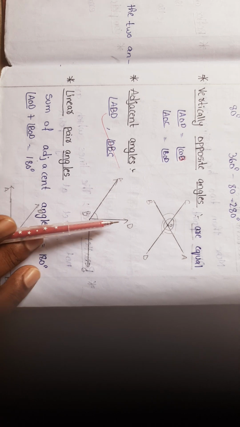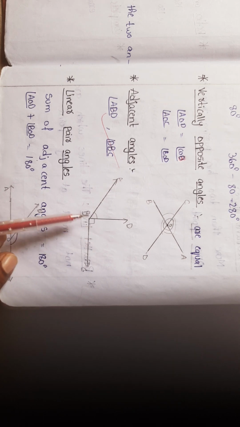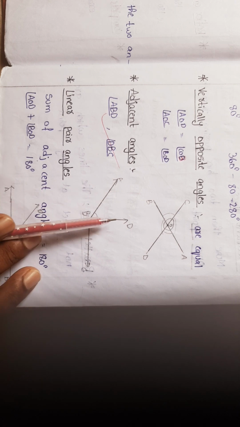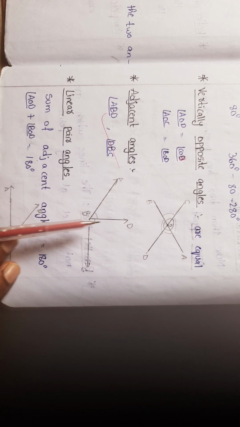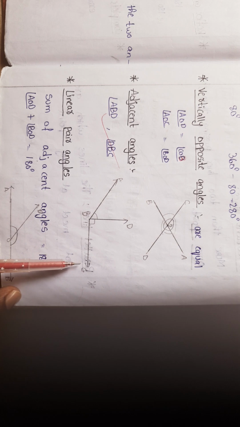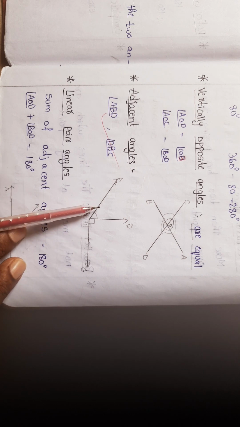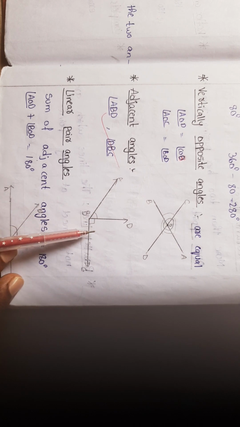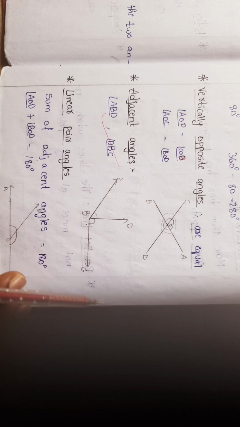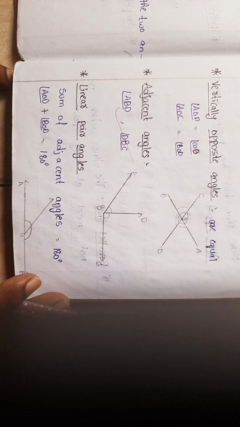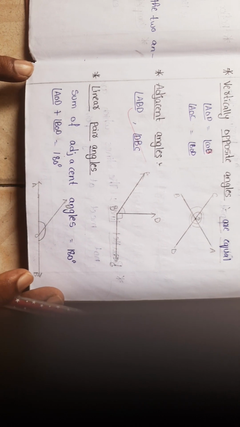See here in this figure, ABD is one angle, another one is DBC. So these two are adjacent angles to each other. Side by side angles, we can call them adjacent angles.